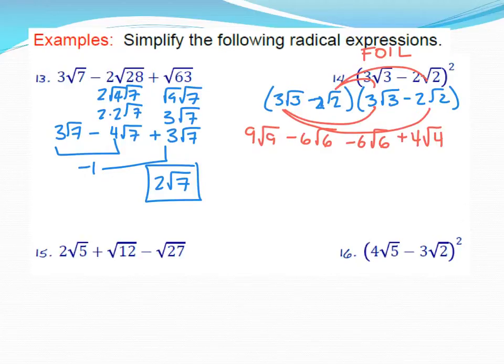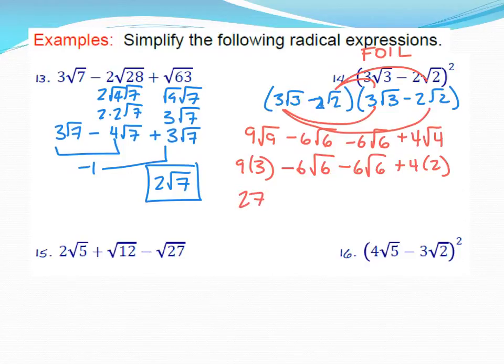Okay, so let's see. Can I simplify anything in this first one? Yeah, look at, hey, radical 9. What's the square root of 9? That's 3. This becomes 9 times 3. And then I have minus 6 radical 6. I can't simplify that. We'll save that for a second. And then 4 radical 4. Can I simplify anything here? Yeah, we got the 2. So that's going to be 4 times 2. Let's see if we can go any further. 9 times 3, that's 27.